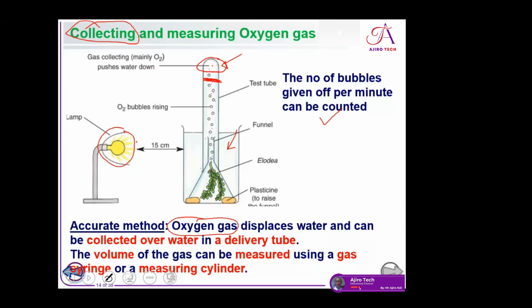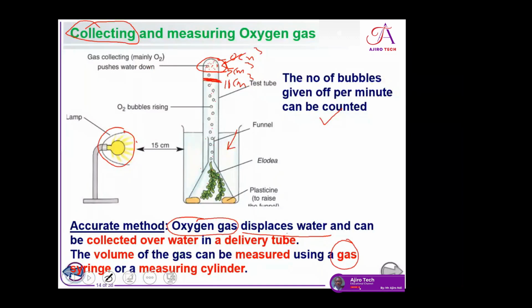And how do we collect the gas produced? We can collect it over water because gases are less dense than water. So they will displace water and collect at the top of the tube. So we can measure the distance on the tube. Let's say this is 0 cm cubed, this is 5 cm cubed, this is 10 cm cubed. We can measure the volume of gas produced. We can also collect the gas using a gas syringe. These are ways of measuring the volume of gases produced.